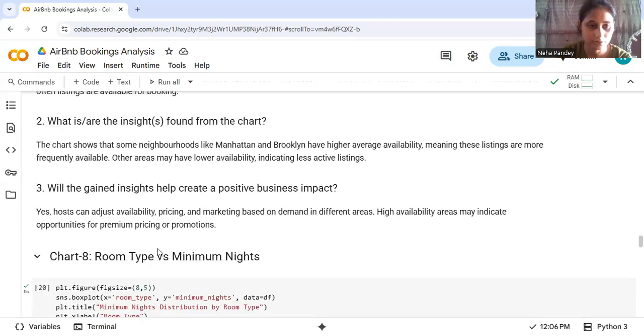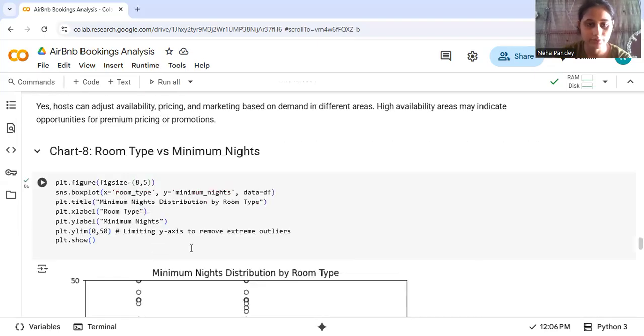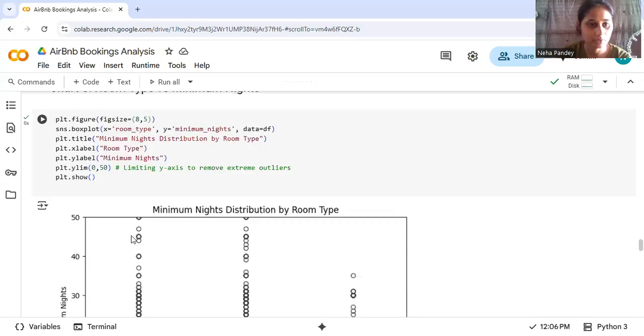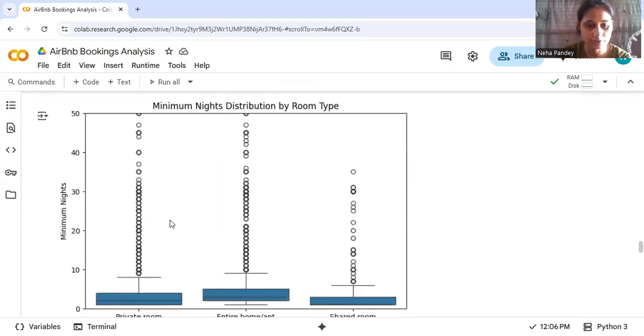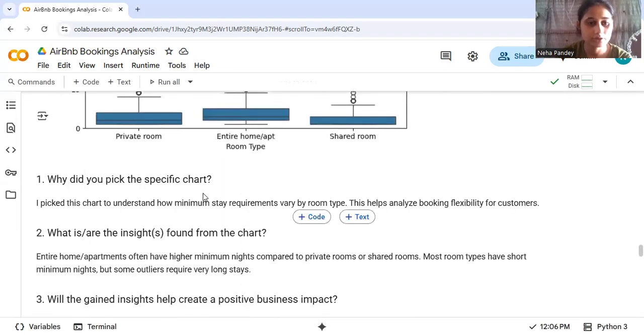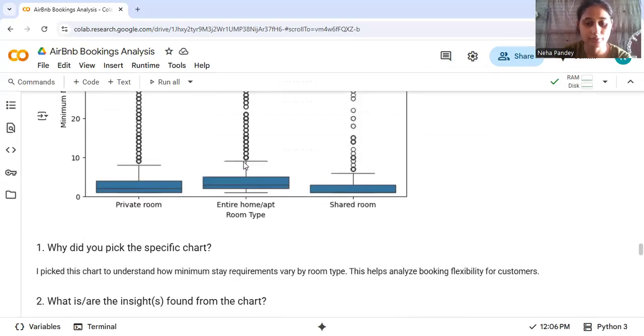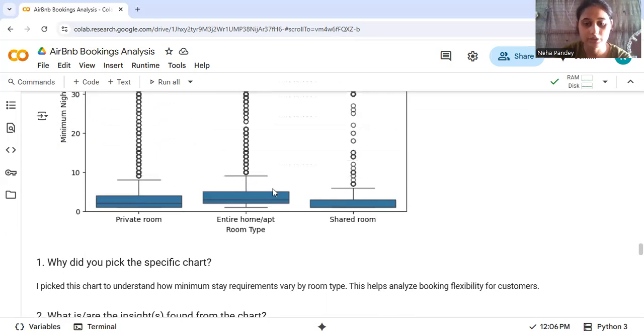Then room type versus minimum nights. This is the syntax for this plot. I picked this chart to understand how minimum stay requirements vary by room type. This helps analyze booking flexibility for customers.